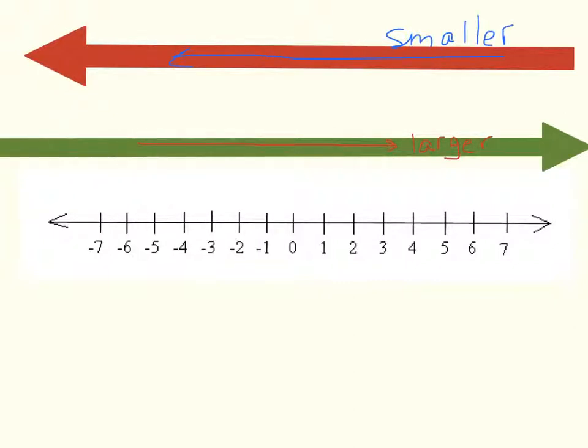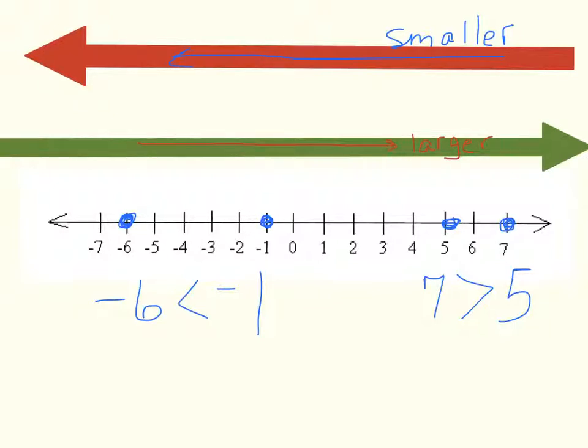So we can compare the size of integers, for example, -6 and -1. -6 is smaller than -1, or -6 is less than -1, because -6 is further to the left on the number line. On the other hand, 7 and 5, we know that 7 is greater than 5 because 7 is further to the right on the number line.